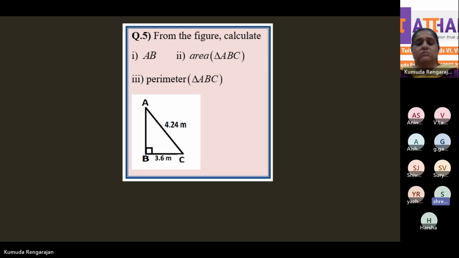Ma'am, I got the answer. Yes, Shreya, you found AB? Yes, ma'am, I found AB, area and perimeter. Very good. What's the length of the side AB? It's 5.54 meters. Okay.